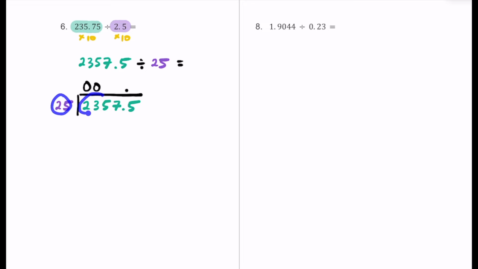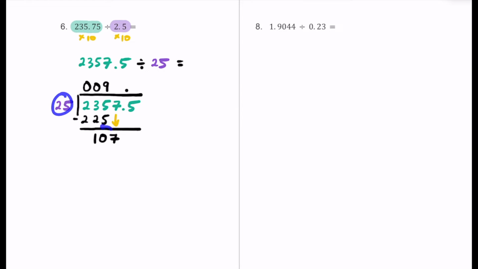25 fitting into 235. You might need to do some multiplication on the side here, but it's going to end up being 9. So feel free to pause to think about that a little bit. But this 9 times 25 is 225, and that's as close as we can get without going over. Now this 235 minus the 225, that's going to be a remainder of 10. And we're going to take this 7 and just bring it down so we can repeat the whole process again.